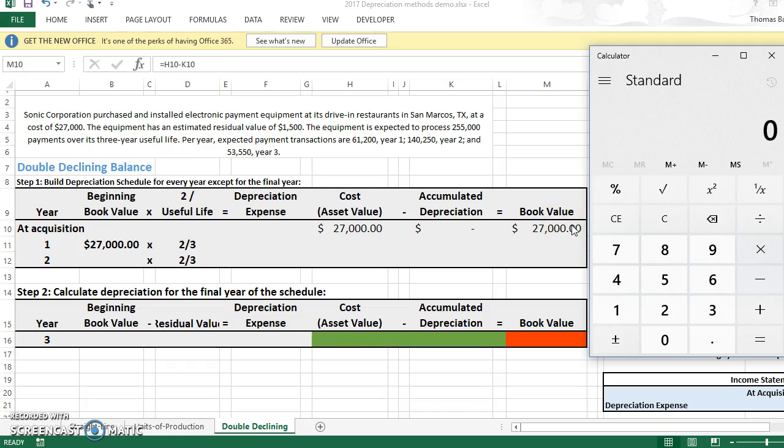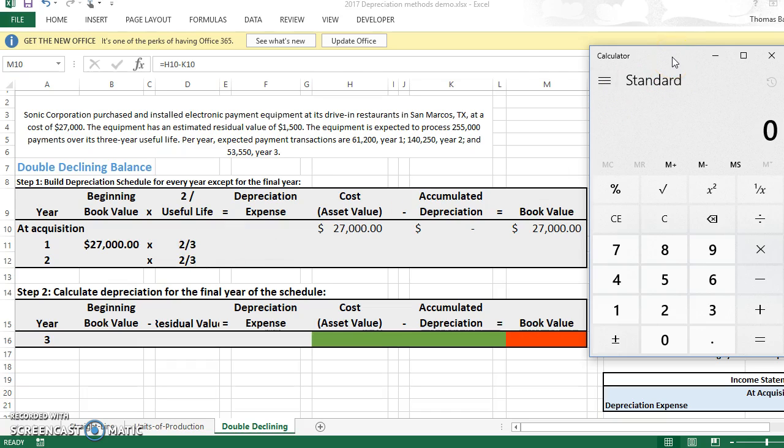Okay, so now each year what I want you to do is say, what is it worth at the beginning of the year? And in this case, that's basically last year's book value, right? So the line right above it, book value is $27,000. You take that, and what you do is you multiply that by 2, just the number 2 every time. It's always 2, divided by the useful life. Since this is a 3-year machine, we divide it by 3. If it was a 5-year machine, you would divide by 5.